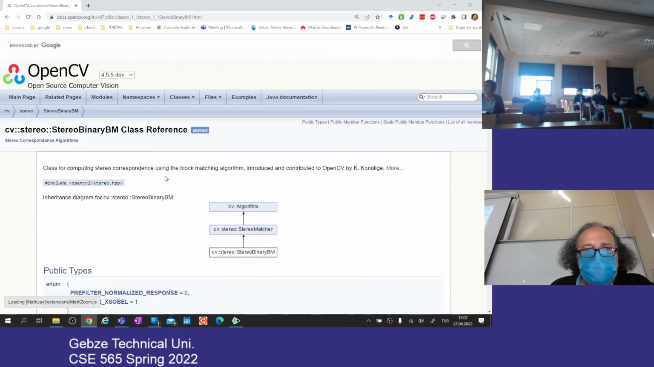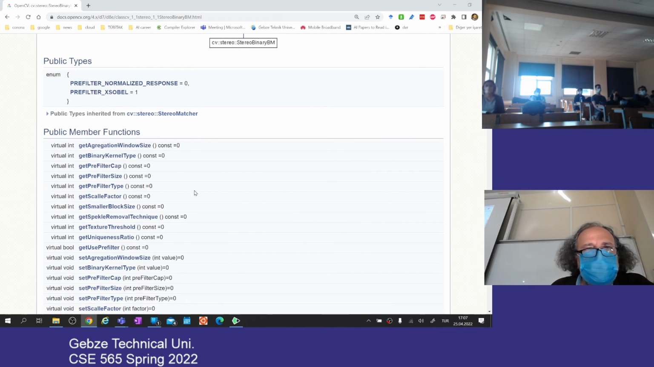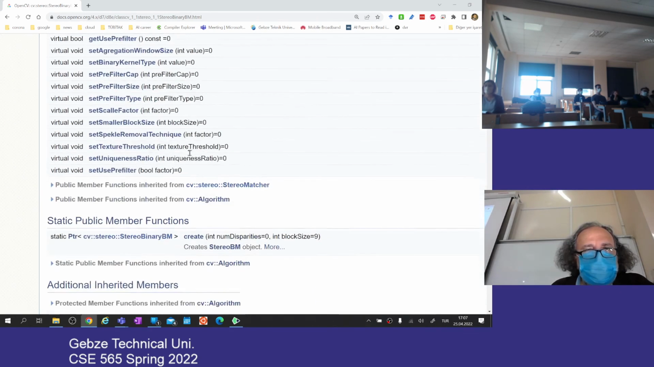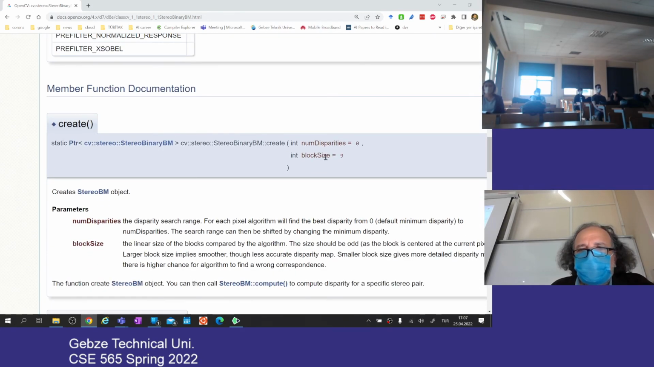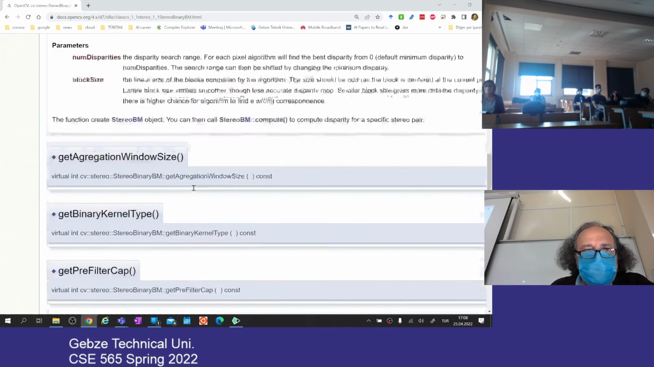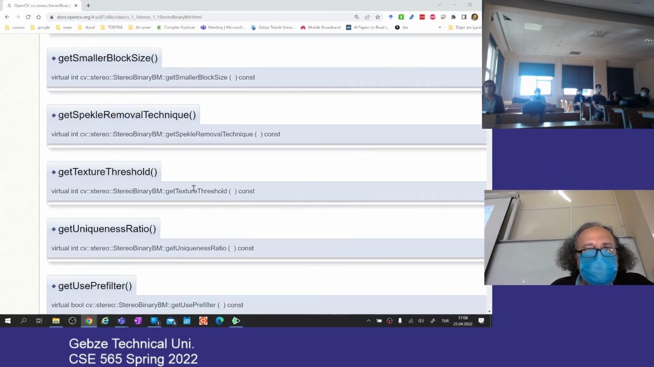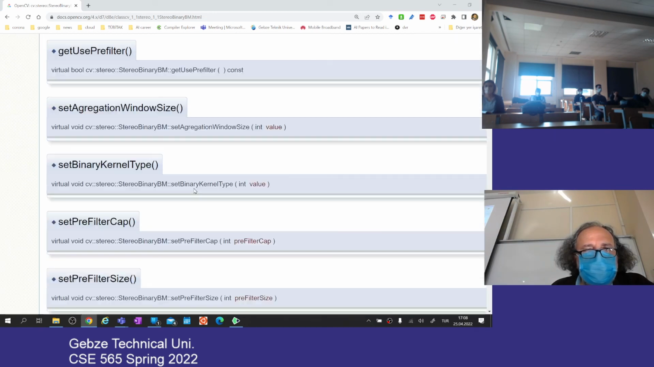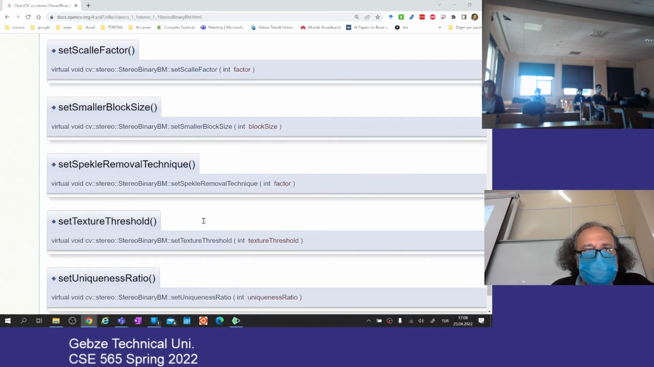So, block matching algorithm. It is matching the windows block by block. So binary BM, let's look at the settable stuff. It is create disparities, block size is 9, so it is 9 by 9 windows, and I can filter lots of stuff: uniqueness ratio, pre-filter, aggregation, binary kernel type, the kernel filter. Where is the similarity texture?